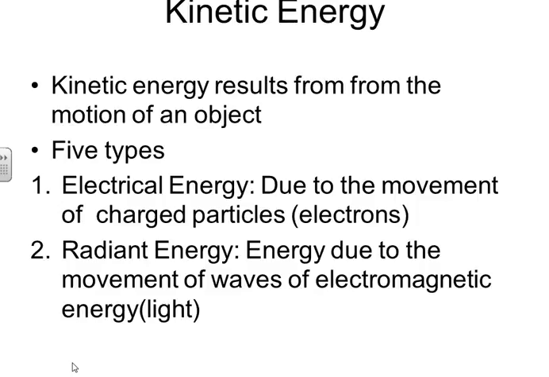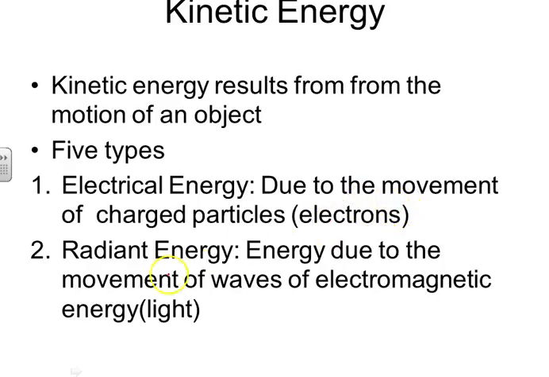Kinetic energy is the second major type, and we can further, again, subclassify it into 5 types. I'm going with Project Lead the Way's classification. This is not necessarily the way I would normally do it, but it works. So first of all, with kinetic, it's the energy that's from the motion of an object. There are 5 types. We have electrical energy, and this would be electrical kinetic energy or electrical energy. This is due to the movement of charged particles, primarily electrons, but we could also look at this as positive charges moving as well.